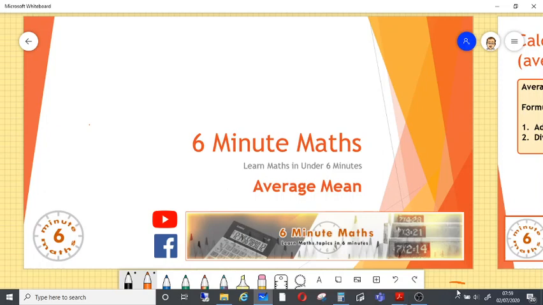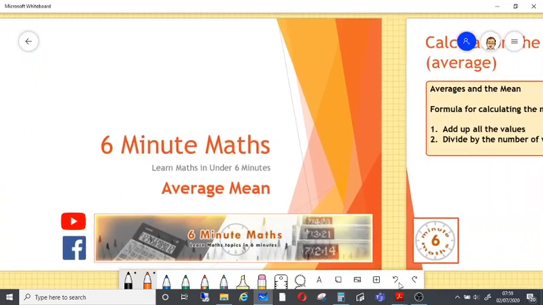Hello and welcome to Functional Maths, and today we're going to look at averages and one of the averages, the mean. The mean is a way of looking at data and manipulating it to look at the values and drill down to get more of an answer. So this part is looking at the averages and the mean. I'm going to go over to the next slide.